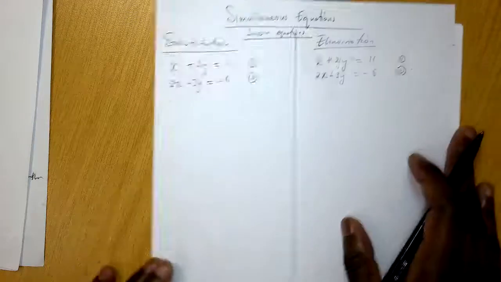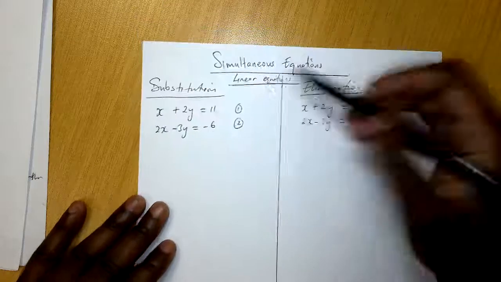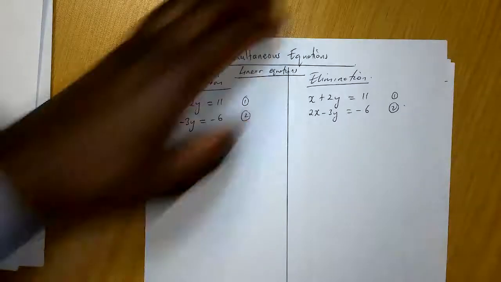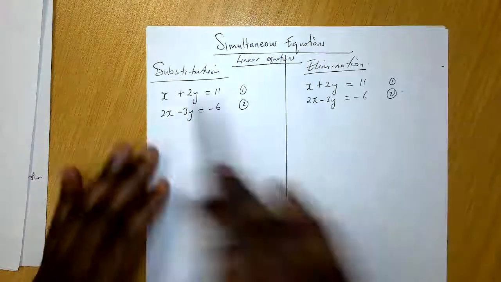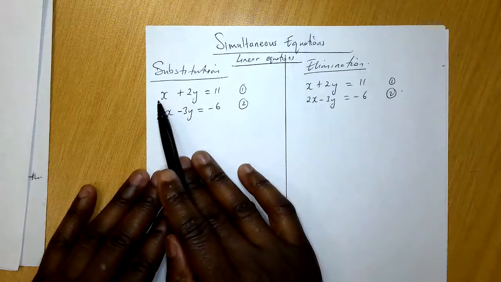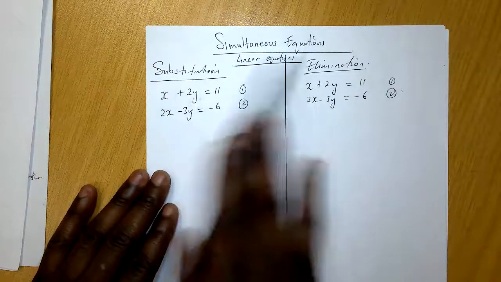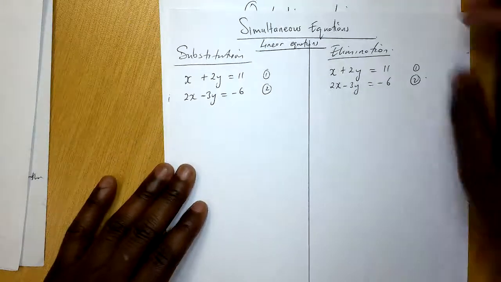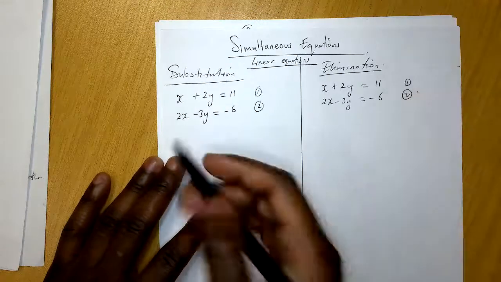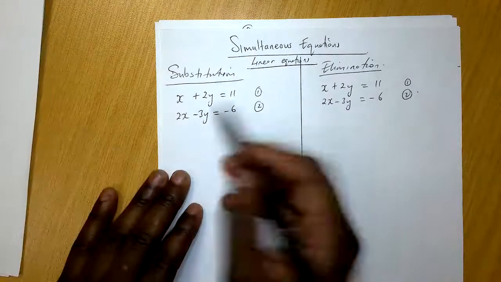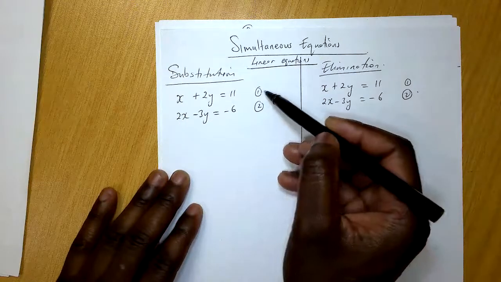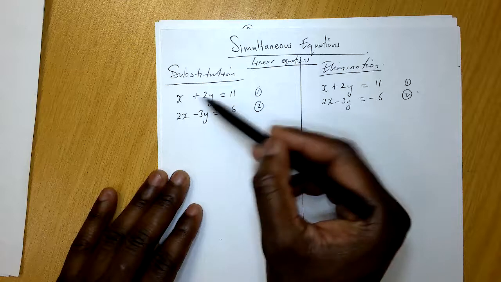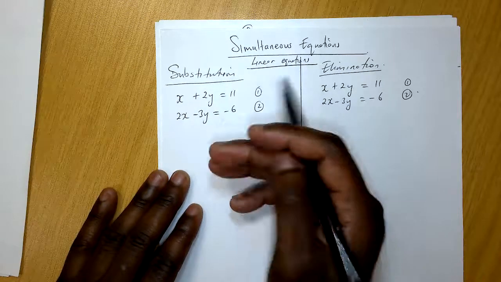Now, what we see there is simultaneous equations, and these are linear equations. Linear equations mean that the powers of your letters, the variables x and y, is just one. There is no power of two there. So these are very easy to tackle, and these are straight lines. When you are given two linear equations like this, we need to find the value of x and y simultaneously, meaning at the same time.